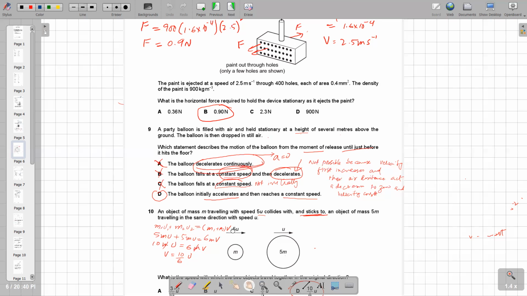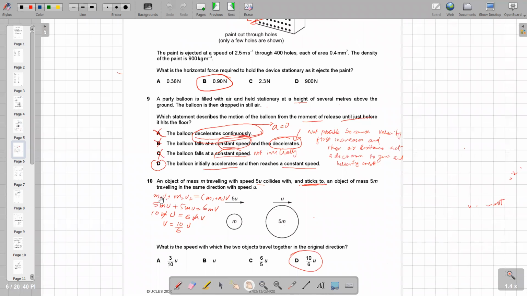Question number 10 is about momentum. An object of mass m traveling with a speed 5u collides with and sticks to an object of mass 5m traveling in the same direction with the speed u. So this is a momentum case. A coalescence case means it is inelastic; when it's coalescence, the masses combine after collision. So the formula will be m1u1 plus m2u2 is equal to (m1 plus m2) into v, the combined velocity.